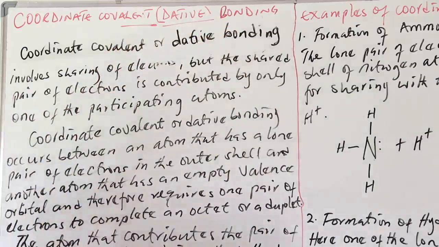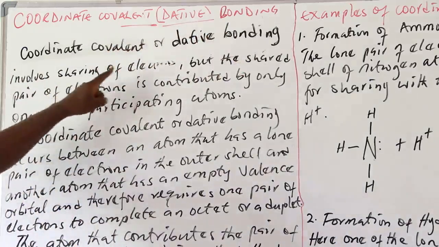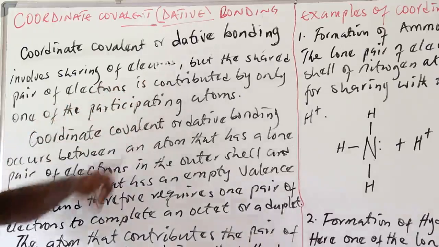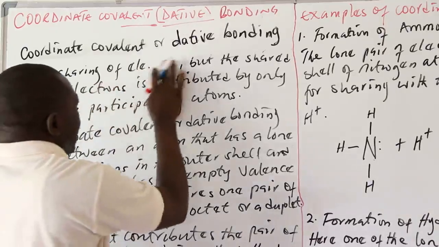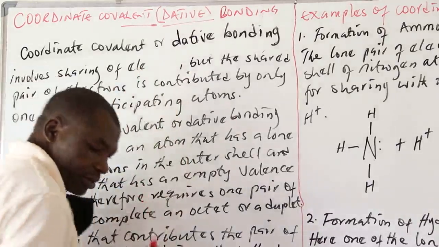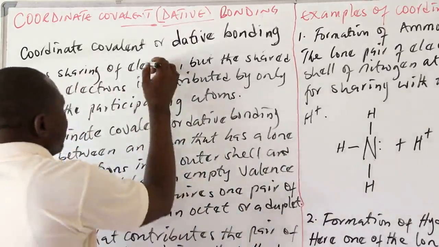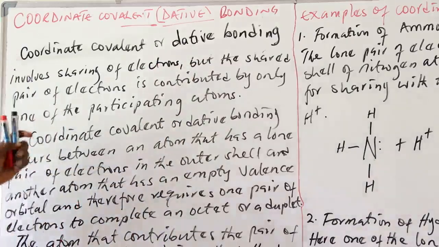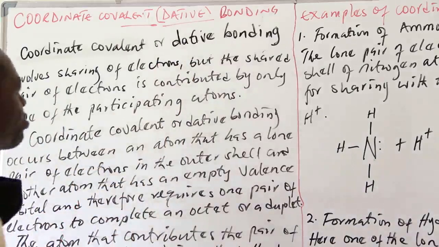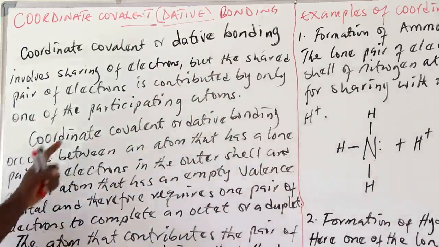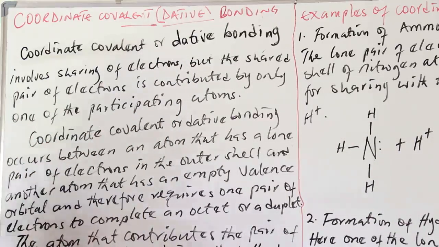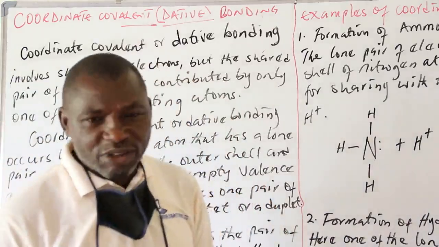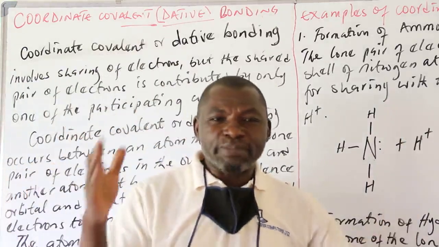I've put up the definition here on the board. I said coordinate covalent or dative bonding involves sharing of electrons, but the shared pair of electrons is contributed by only one of the participating atoms. You remember in covalent bonding, we say the shared pair of electrons is contributed equally by the participating atoms.